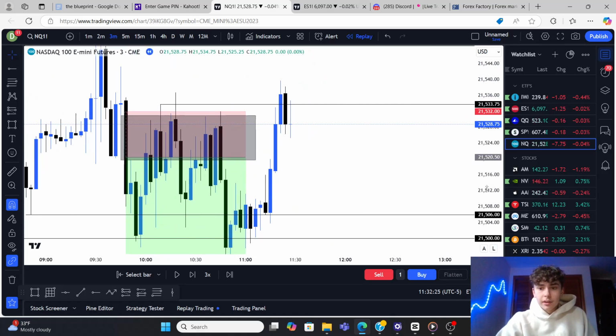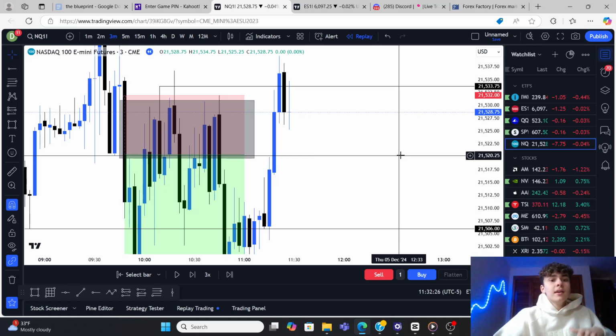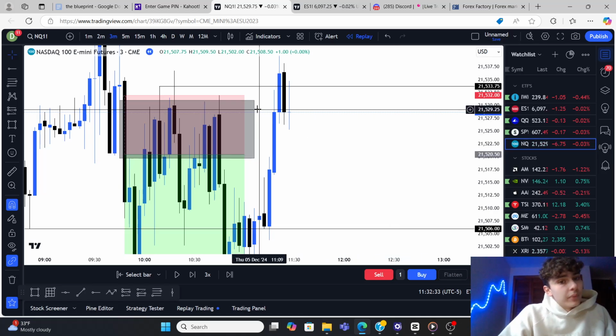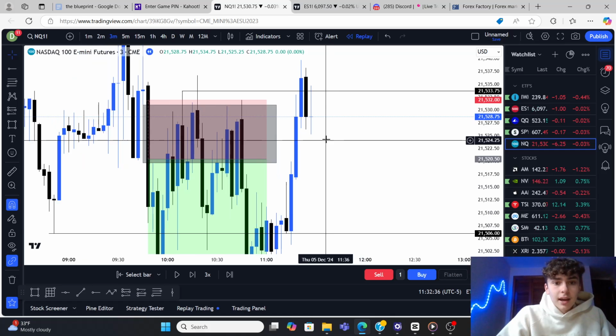I told my Discord, guys, I am not stopping out unless we get candle closure above the 3 minute. Unless we get that confirmation. Okay? We did not get that candle closure. I did not stop out.